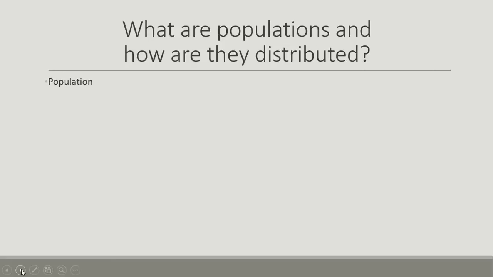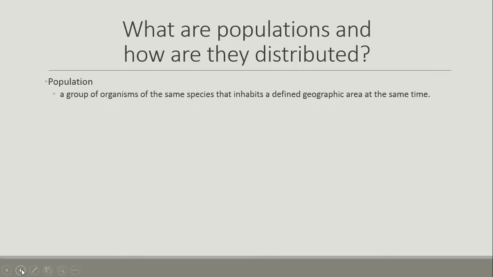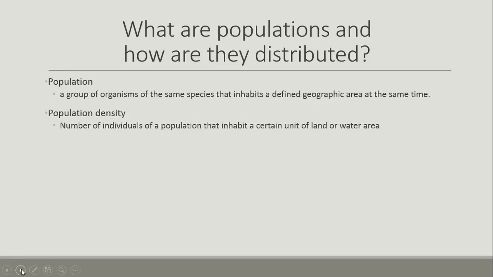A population is defined as a group of organisms of the same species that inhabits a defined geographic area at the same time. So generally, individuals will breed with one another, they'll rely on the same resources to live, and they are influenced by the same factors in their environment. A couple of important characteristics of populations are the density of the population and how the population is dispersed. Population density is the number of individuals of a population that inhabit a certain unit of land or water area. An example of population density would be the number of squirrels that inhabit a particular forest.